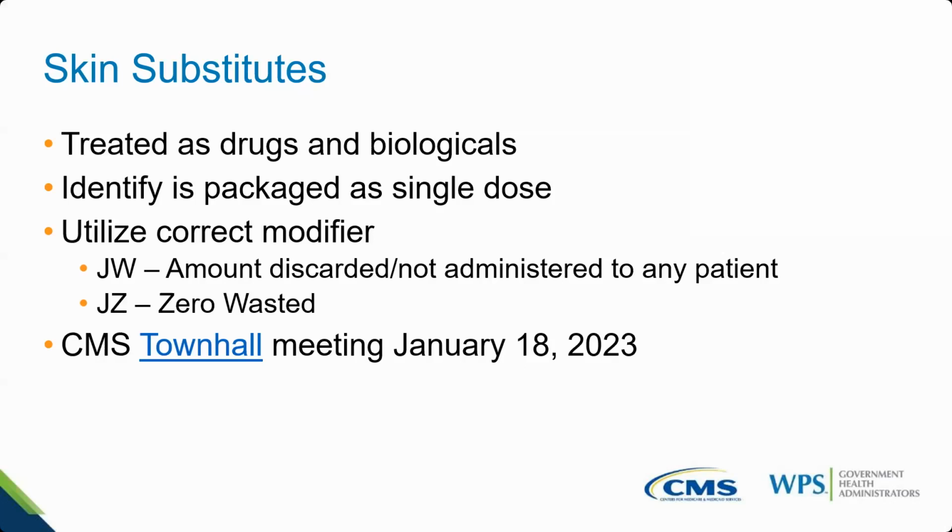Plus, you want to identify any amount that has to be discarded, that can't be repackaged or used on another patient. If you have discarded skin substitutes, then you would need to use two lines of service. One is the JW. This is the amount that was provided to that patient. And then the second line would use the GZ modifier to identify the amount that has been discarded. If you use the entire package, then you would simply have one line of service with that JZ modifier.